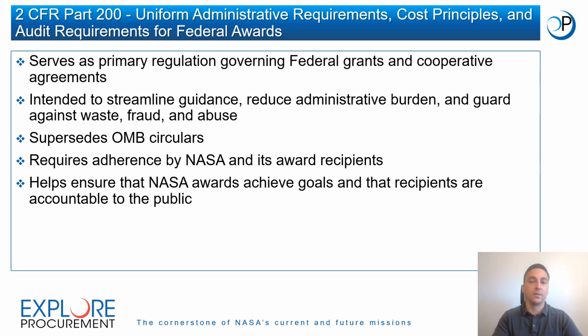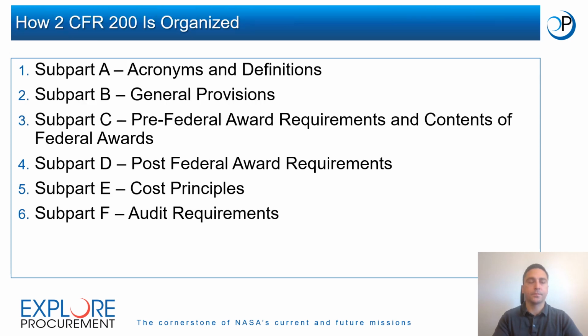2 CFR 200 supersedes those circulars and combines them into one cohesive document. NASA and its award recipients are required to adhere to the regulations in 2 CFR 200. These regulations help to ensure that NASA's awards are achieving their goals and objectives, and that NASA and its recipients are accountable to the American taxpayer. 2 CFR 200 is organized into 6 subparts. We'll discuss each of them on the forthcoming slides.